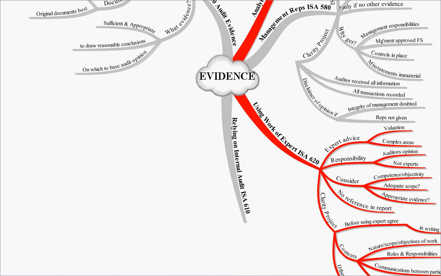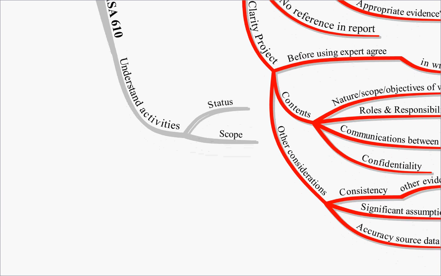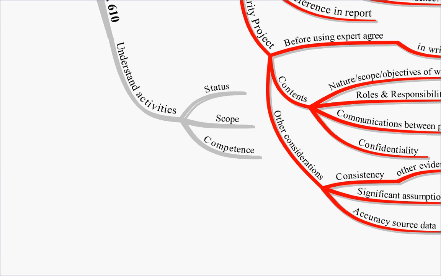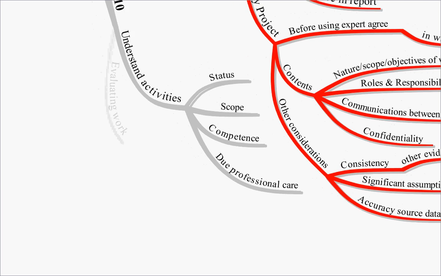On then to relying on internal audit. This is under ISA 610. Under ISA 610 you've got to understand the activities of internal audit. That will be the status that they have within the firm. Are they going to be listened to? Have they got sufficient status? What scope have they got across the firm? Have they got competence? Are they sufficiently qualified? Have they exercised due professional care? So you have got to take these all into account when understanding the activities of internal audit.